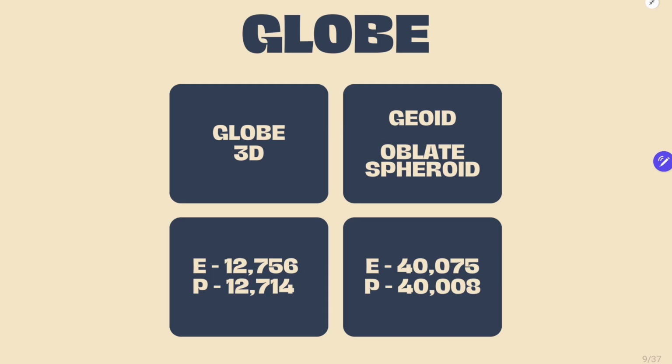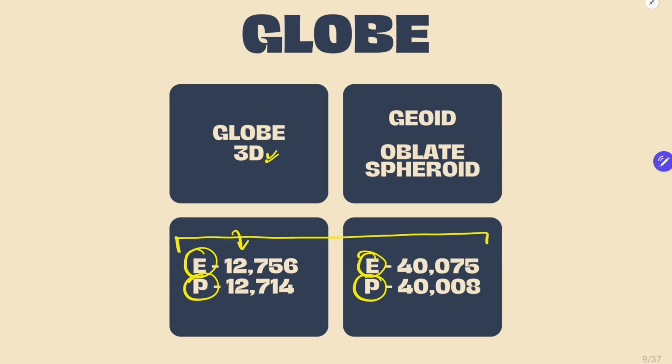To sum up, the globe is a 3D representation of the Earth's surface. The diameter of the Earth is 12,756 at the equator, while it is 12,714 at the poles. Coming to its circumference, it is 40,075 at the equator, while it is 40,008 at the poles. This proves that the Earth is not a perfect sphere, but is an oblate spheroid. The shape of the Earth is called a geoid, meaning Earth-like shape.